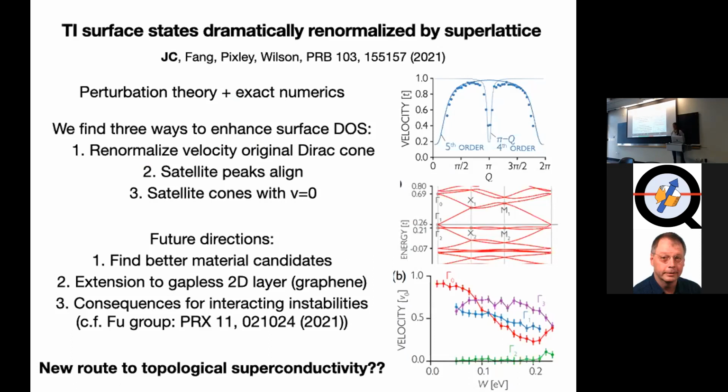Thank you so much. There is actually a question that popped up in the Q&A, not the chat. How is Berry curvature distributed in the 3D Dirac cone of the 3D TI surface state? Would the bands appearing at higher energy when the superlattice is introduced be topological as well?